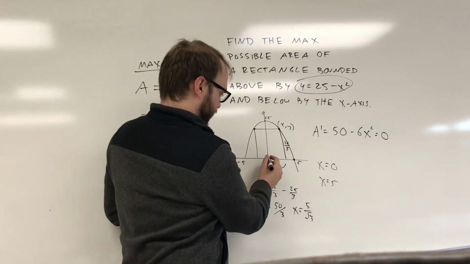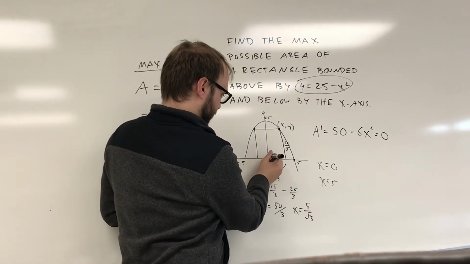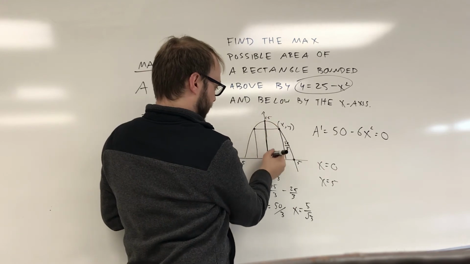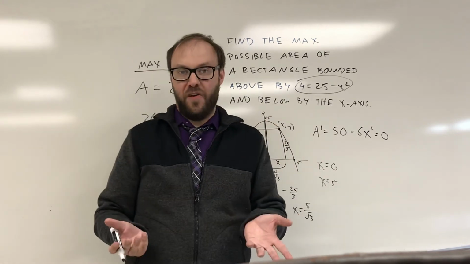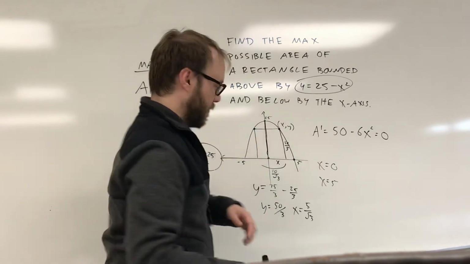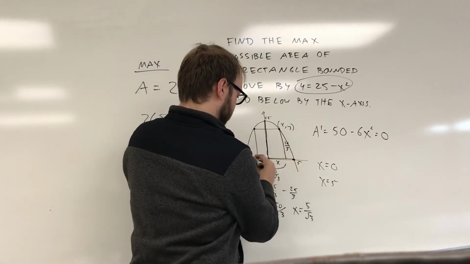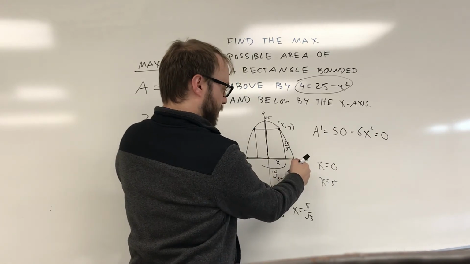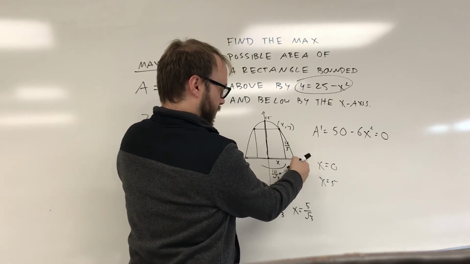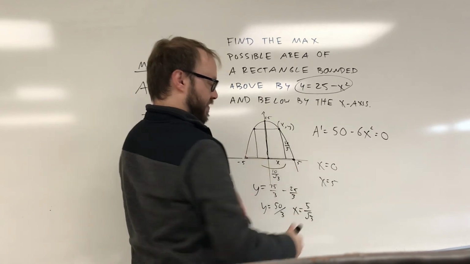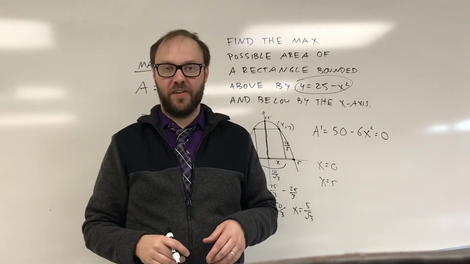If x is equal to 0, that means this thing has no width, and it has a height of 25. A rectangle that has a width of 0 and a height of 25 is going to have an area of 0. So that's definitely not our maximum value. If x was equal to 5, this thing would just barely fit under that curve. There would not be any height left. So it would have a width of 10, and it would have a height of 0. And a 10 by 0 would also have an area of 0.